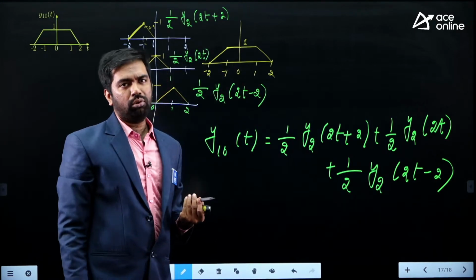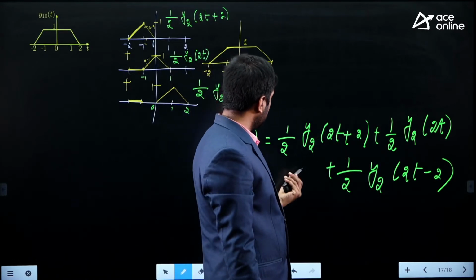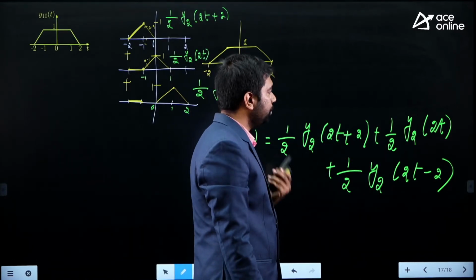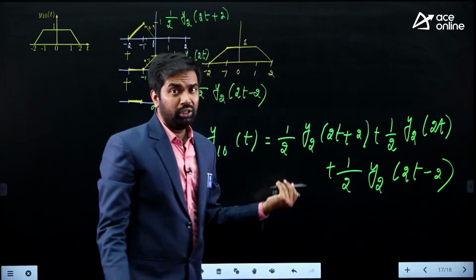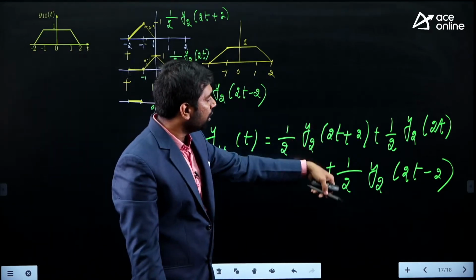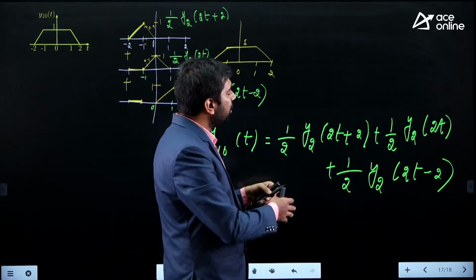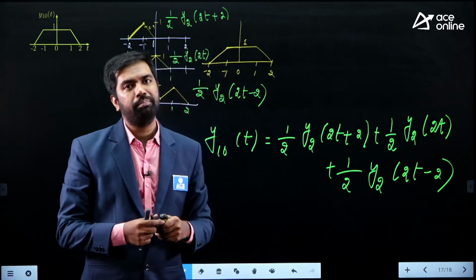What are the things involved? Look: shifting, scaling, and then you also have to take care of the amplitude. We know the Fourier transform of y2 of t. Try to find the Fourier transform of this. The properties to be used are time shifting and time scaling.